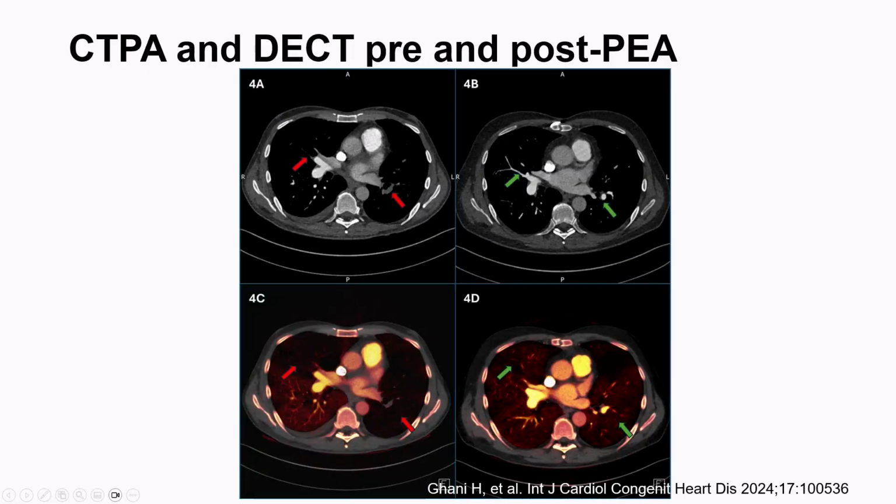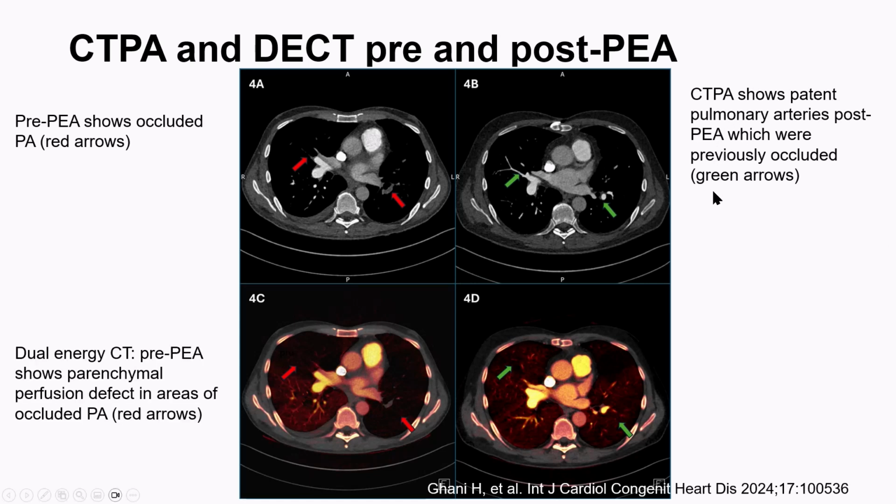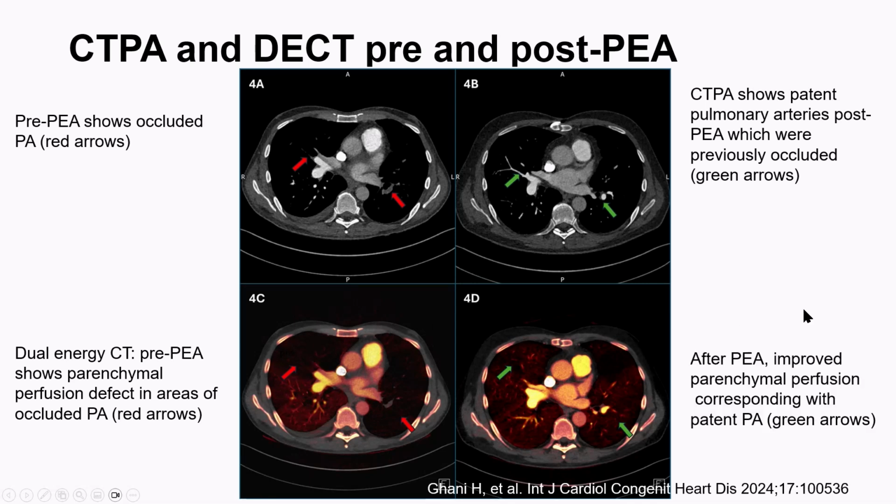CTPA and dual energy CT can be used to follow up after PEA. This is pre-PEA, showing the occluded pulmonary artery, and the CTPA after PEA showing patent pulmonary arteries. In the dual energy CT, pre-PEA shows the parenchymal perfusion defect in the area like this one. After PEA, the parenchymal perfusion improves, corresponding with the patent PA.